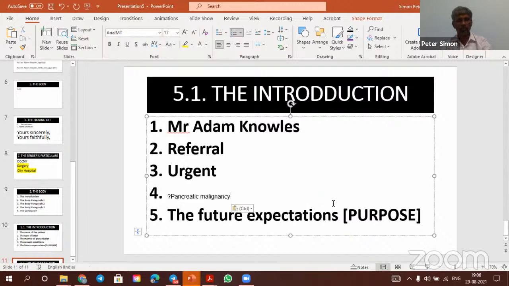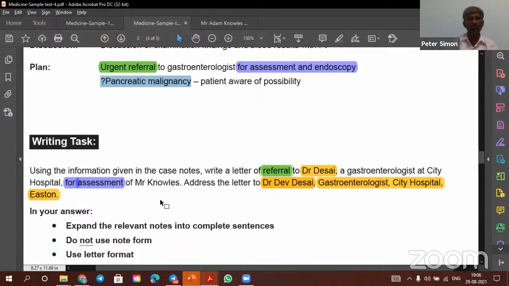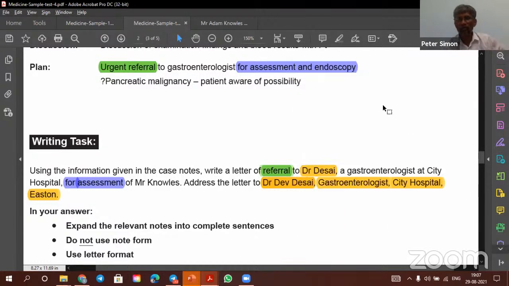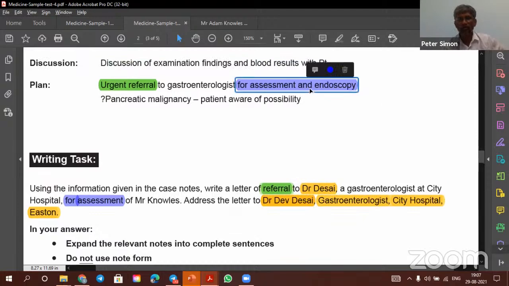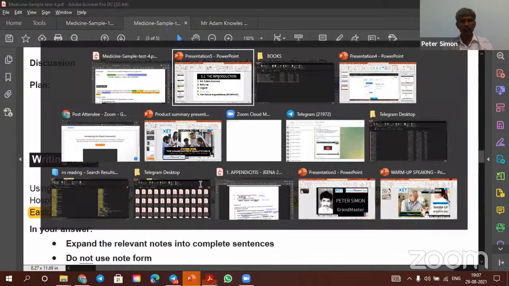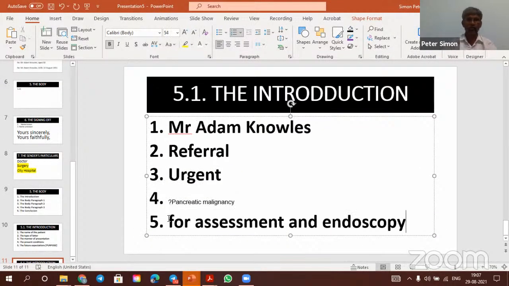Okay. Then next one, future expectations: here for assessment and endoscopy. Copy. Okay.